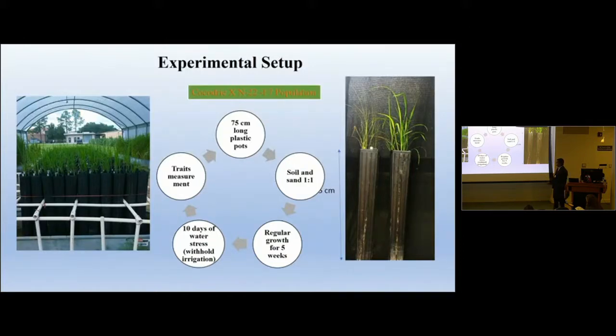And we tried to focus on the underground traits, that's roots. So we used these long pots, 75 centimeters long. And we set up the experiment in our tunnel like this, and we filled them with soil and sand so that it would be easier to take the soil out while we are measuring the roots. And we grew them regularly for almost 5 weeks, and after 5 weeks we imposed the drought during the vegetative growth stage, which is the maximum growth stage of the plant. So there are lots of activities at that time. And we measured some of the root and the shoot traits to evaluate.